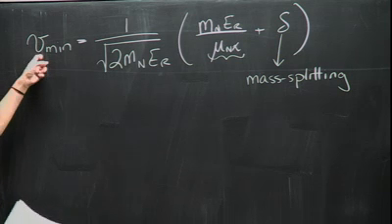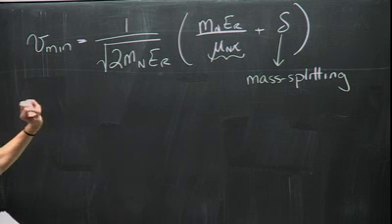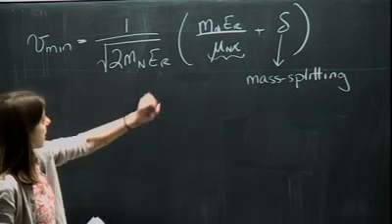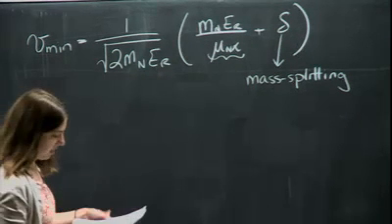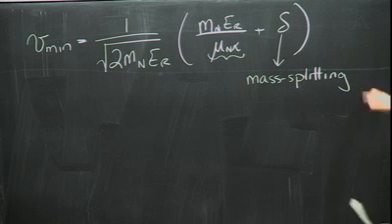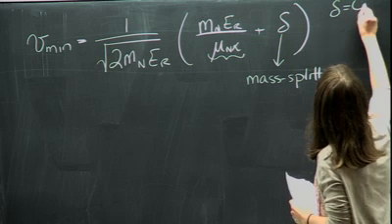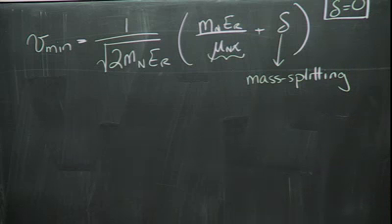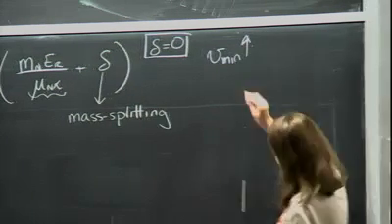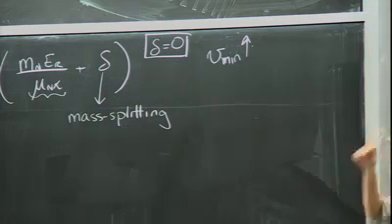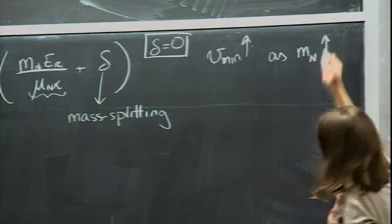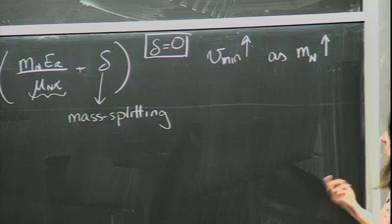So this is the minimum velocity that the incoming dark matter particle has to have in order to create a nuclear scatter with recoil energy ER. Okay? So a few things. For now, we'll just take delta equals 0, the pure elastic scattering limit. So the minimum velocity goes up as the mass of the nucleus goes up, right? That makes sense intuitively, right?